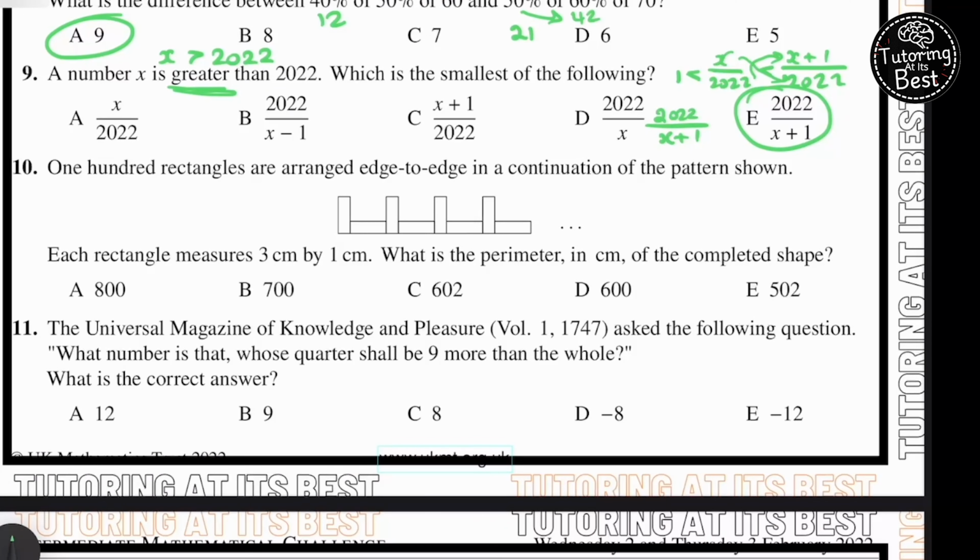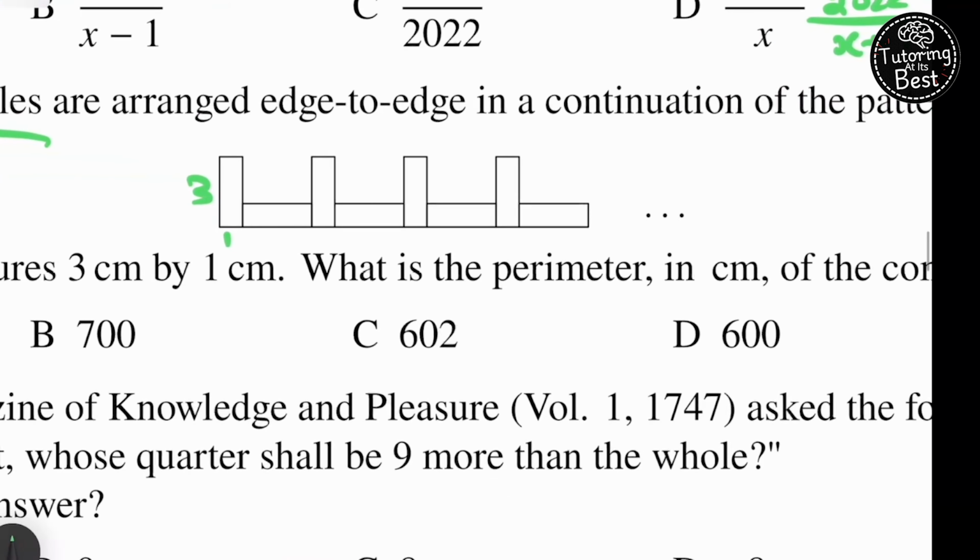Moving to question 10 here. 100 rectangles are arranged edge to edge in a continuation of the pattern shown. Each rectangle measures 3 centimeters by 1 centimeter. So what is the perimeter in centimeters of the completed shape? And we have 100 of these. Now in the pattern, that means if there's 100 of them, there would be 50 vertical rectangles and 50 horizontal rectangles, as shown in the diagram. So 50 of these and 50 of these.